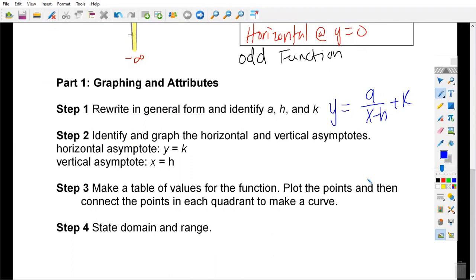Okay. Next, you're going to identify and graph your horizontal and vertical asymptotes. Remember that your horizontal asymptote is y equals k. So whatever k is, that's what your horizontal asymptote is. Okay. Your vertical asymptote is going to be x equals h. So whatever h is, that is what your vertical asymptote is. Remember about our x's in transformation. X's are what? Liars.